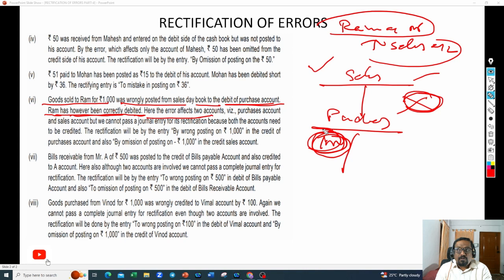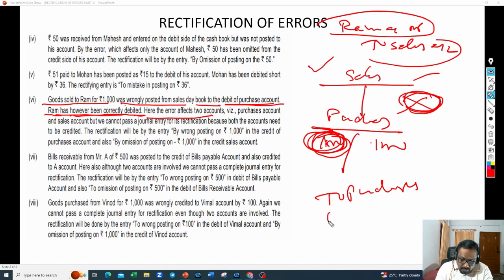When two accounts are impacted, we can usually write a complete entry. But in this case, you can't write a complete entry. You know why? Suppose this has to be rectified. The purchase account is already debited. So if you want to rectify, you need to credit purchases. So, to purchases. And the sales account was supposed to be correctly written, so the sales account also has to be credited, to sales account. Where is the complete entry here? Where is the complete entry?